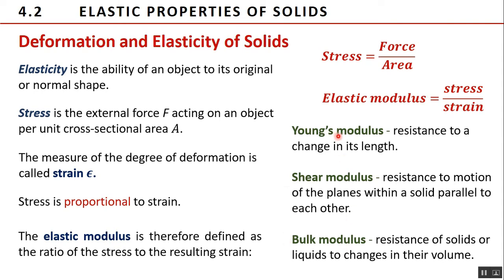Young's modulus measures the resistance of a solid to a change in its length. Shear modulus measures the resistance to motion of the planes within a solid parallel to each other, while bulk modulus measures the resistance of solids or liquids to changes in their volume. We shall discuss these one by one in more detail in succeeding sections.